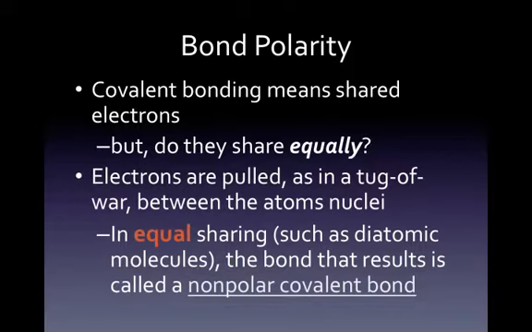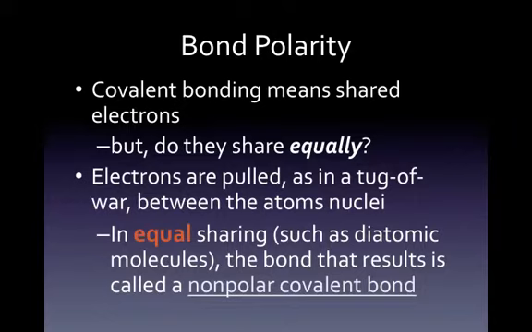In equal sharing, such as a diatomic molecule, which again is hydrogen, nitrogen, oxygen, remember there's 7 of them, they make a 7 on the periodic table, they share the electrons equally because they are the same atom, they have the same strength, they have the same electronegativity. Electronegativity, again, is the ability to attract an electron to yourself. So if we're dealing with a diatomic molecule, oxygen, each oxygen is identical, so they're going to pull the same, so in a game of tug of war, nobody is going to win.